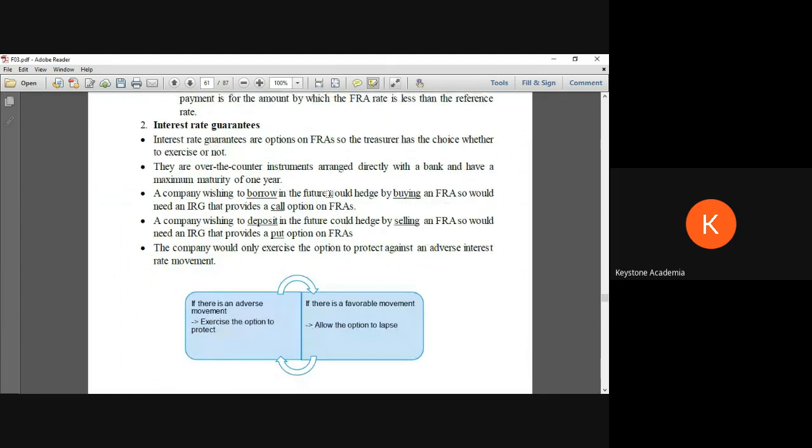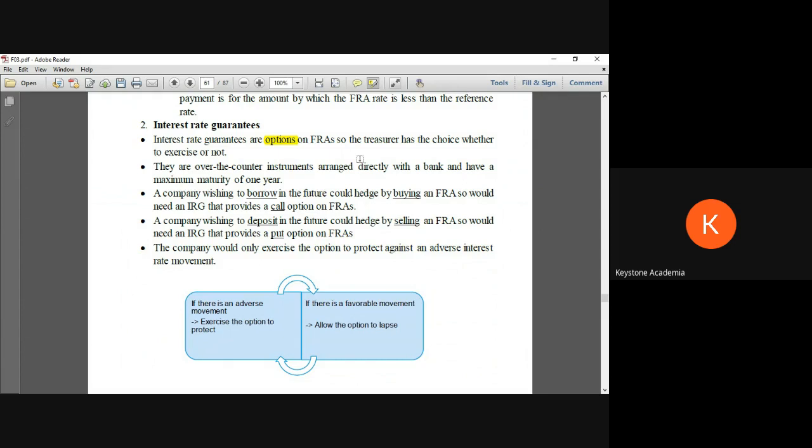Next is interest rate guarantees, very similar to that, external hedging. Interest rate guarantees are options on FRAs, so the treasurer has the choice whether to exercise or not. Here the difference is that it becomes an option, whereas previously it was an obligation because you were going into a contract. Here you can choose to use it.